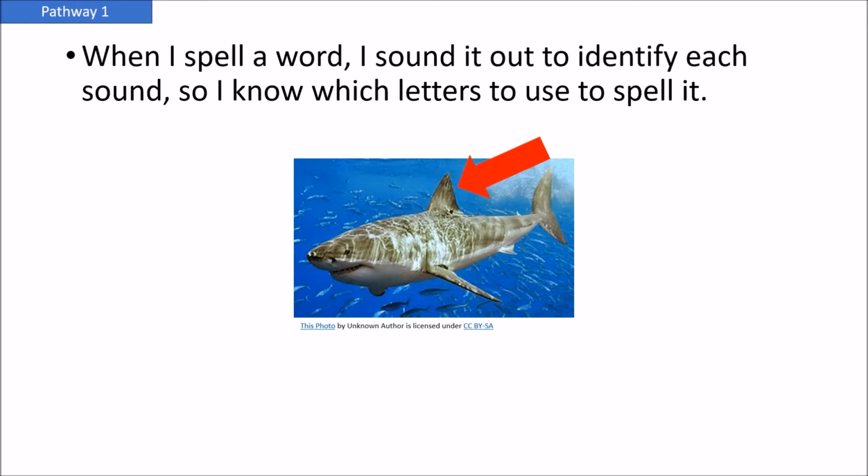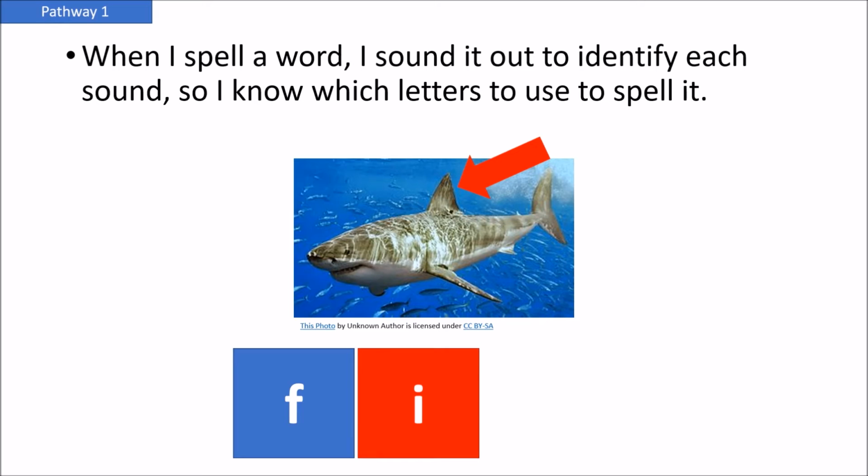When I spell a word, I sound it out to identify each sound, so I know which letters to use to spell it. For example, in the word fin, I would sound out the f and use the letter F. I would sound out the i and use the letter I, and I would sound out the n and use the letter N. Fin.